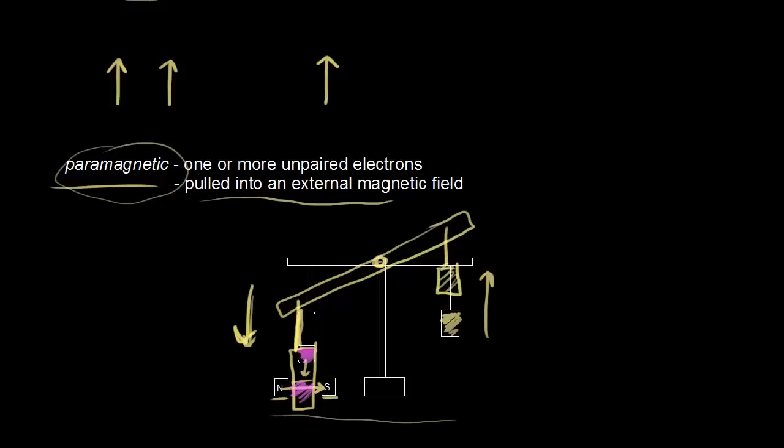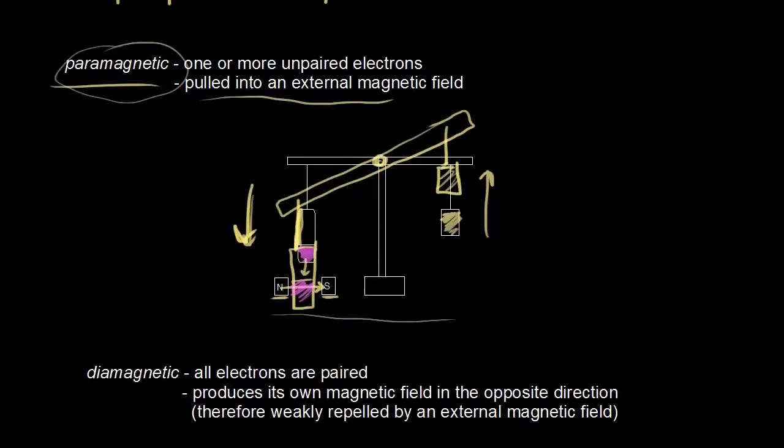Let's look at the definition for diamagnetic. So for diamagnetic, all electrons are paired, right? So if we have spin up, we have spin down, and so the magnetic fields cancel. And so a diamagnetic sample would not be attracted to an external magnetic field.